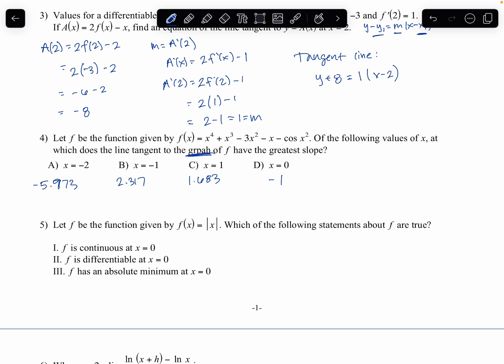Oh my goodness, there's a typo there. Has the greatest slope, that's got to be b. That's the greatest value here.